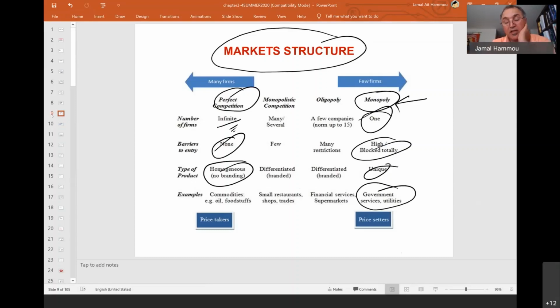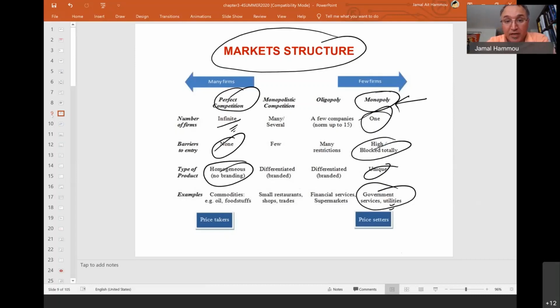Utilities are monopolies, because you find one company in every neighborhood, and the government says it's better because we don't want a lot of companies digging holes in our neighborhood. We just give the monopoly to one company. So most of the time when you go to a neighborhood, you will find one company delivering electricity and gas.